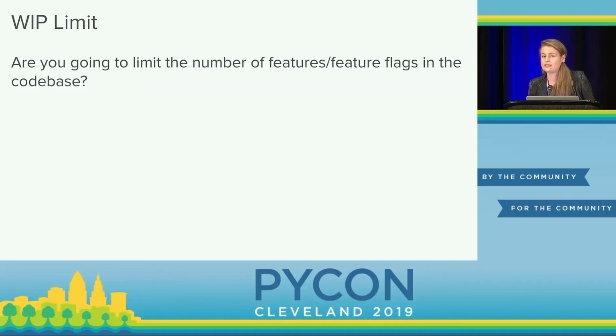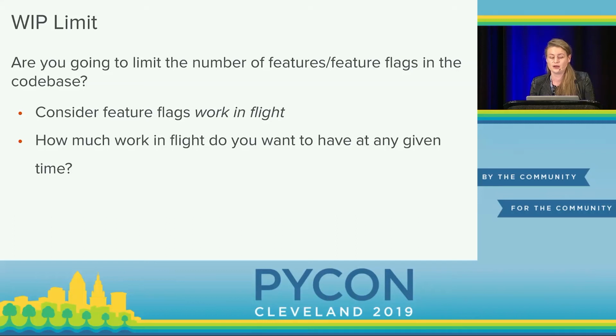So we talked about a lot of things that you should be paying attention to. How do we kind of enforce that in our organization? One way that you can think about it is having a WIP limit, a work in progress limit on the number of features or feature flags that you have in development. This is something that you can decide as a company. You want to consider feature flags as work in flight, right? So how much work in flight do you want to have as a team or as a company?